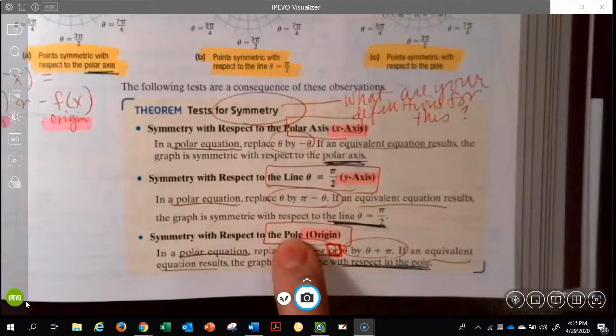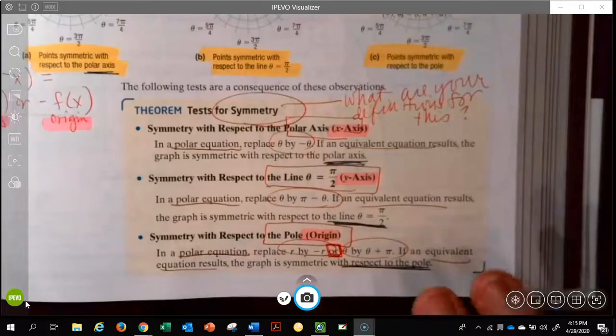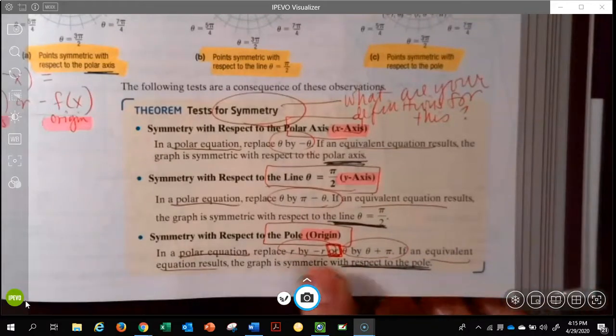So the last thing you're writing on your formula card is that when you test for the symmetry of the pole, parentheses, the origin, then I need to either plug in r or negative r for the r, and if it turns out the same, then I declare it is symmetric with respect to the origin, or I can plug in this, theta plus pi, in place of theta, and if it comes right back to the original equation, then I still get to declare that I have symmetry with respect to the pole.